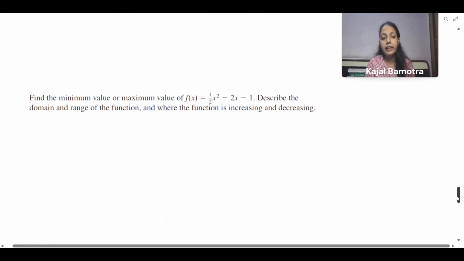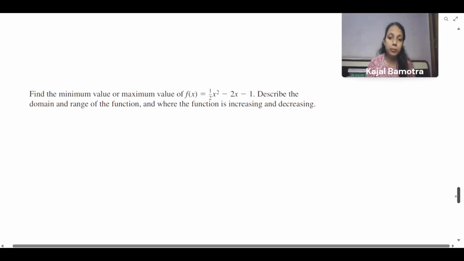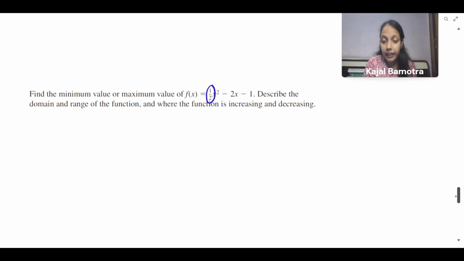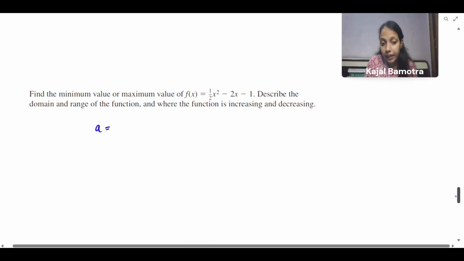The question says find the minimum value or the maximum value. We have to check whether it's a maximum or minimum. What is A? A is positive, A is half. B is negative 2. C is negative 1. As A is greater than 0, the graph is upward. In an upward parabola, we have a minimum value. So let's calculate H, K. H is minus B over 2A.